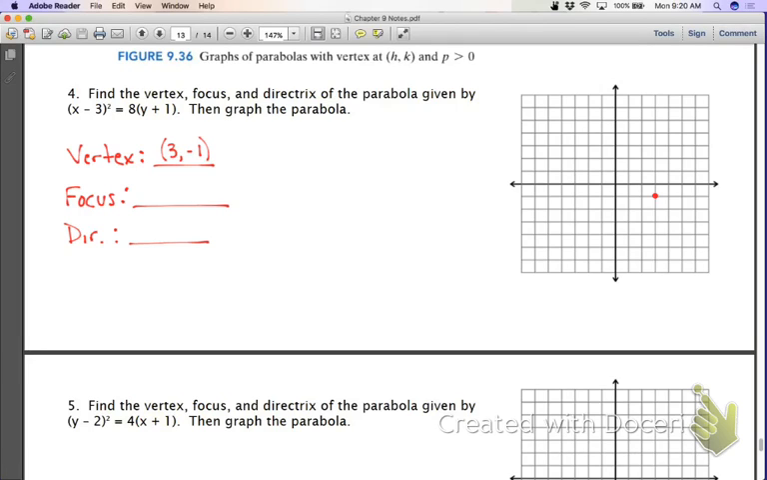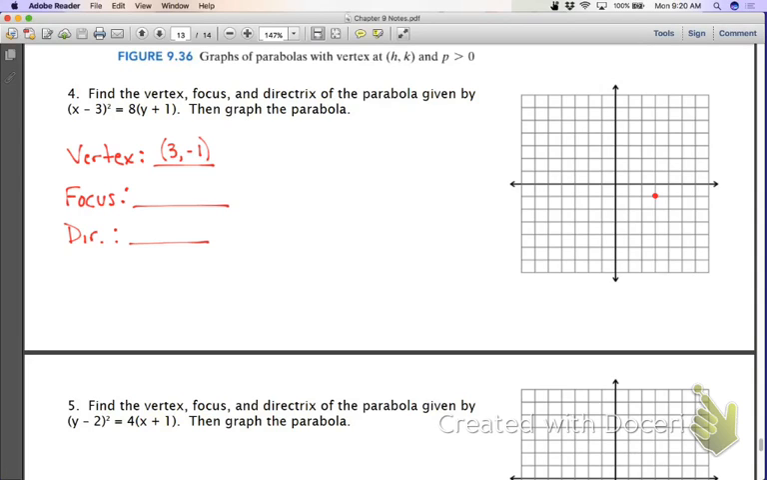Now, it's x squared, or really x minus 3 squared. So what is this thing going to look like? Is it going to be going up? Going down? Going left? Going right? It's going to be going up, just like everything was before.